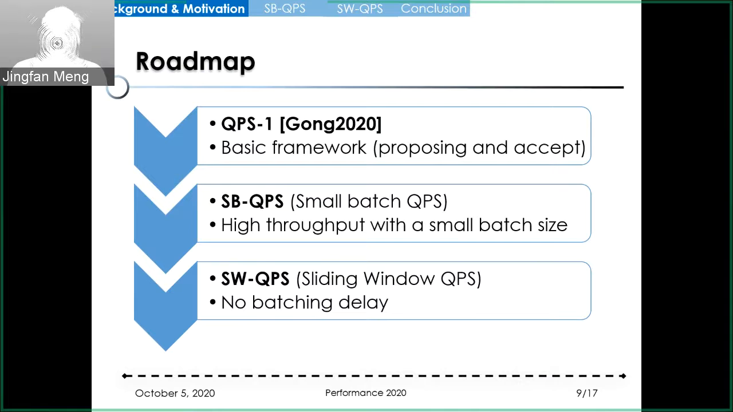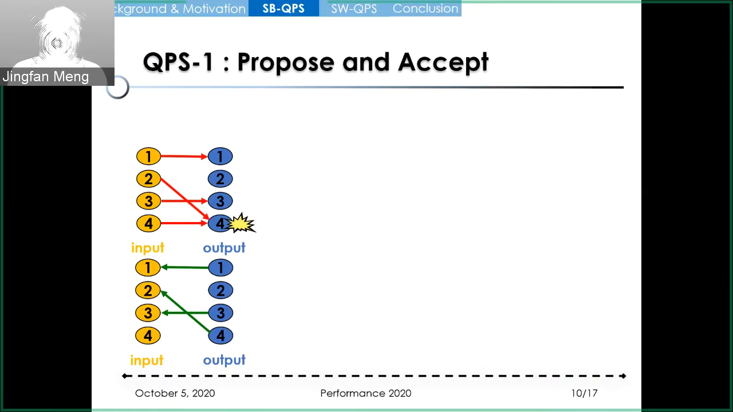Next, we present sliding window QPS. This is the final result of our research. It inherits all the benefits of small batch QPS, but pays no batching delay. We start with QPS-1 because both of our schemes are based on it.